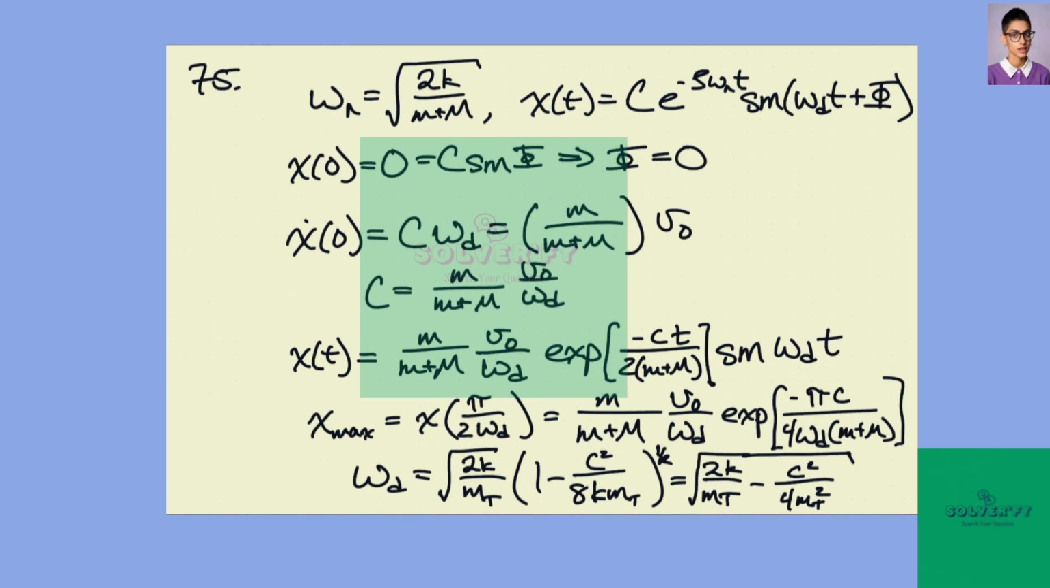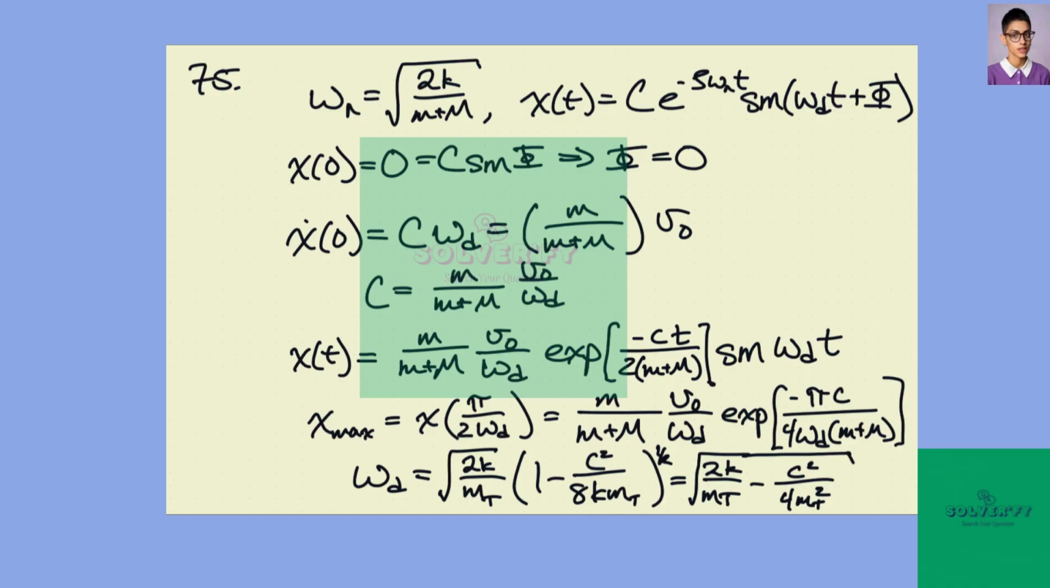Now I asked to look at the system of a bullet hitting a block, but in the case now that it's underdamped. Natural frequency is the same, but now our equation governing them or describing the motion is this expression here. So we have exponentially decaying oscillations, and we have our damped natural frequency here.